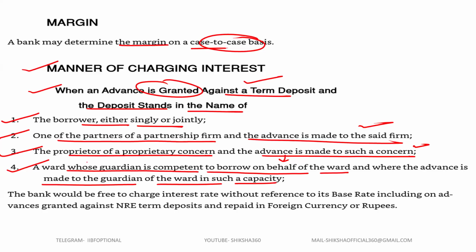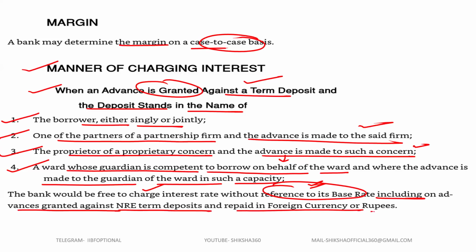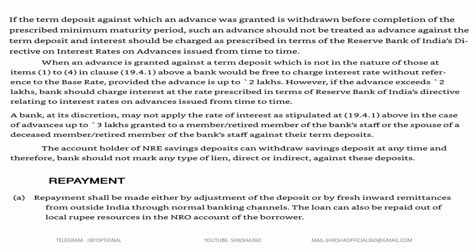So the bank would be free to charge interest rate without reference to its base rate, including on advances granted against the NRE term deposit and repaid in the foreign currency or rupees. Clear? Very, very important. And that is to be repaid in the foreign currency or rupees here.